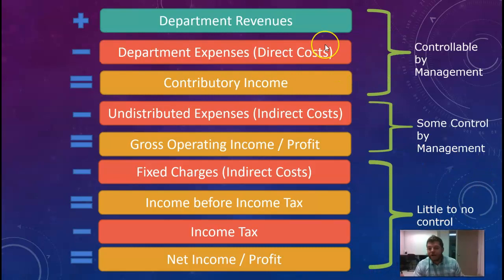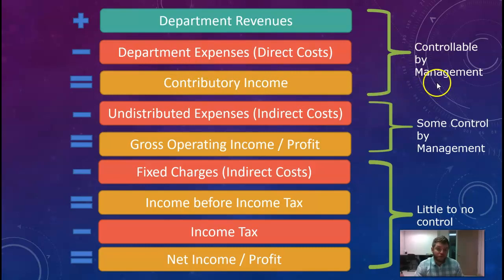And this is a very helpful thing where it just kind of gives you the formula of how we break it down and how we get to net income or net profit. So we start with our department revenues, subtracting our direct costs, and this gives us our contributory income. So what does each department deliver, or what does each department give to the company as a whole?